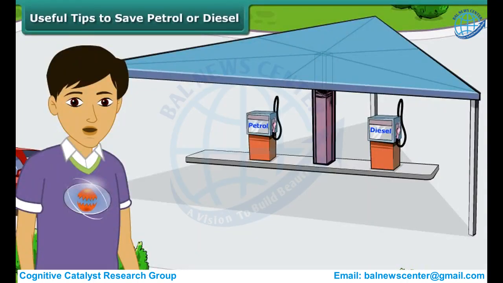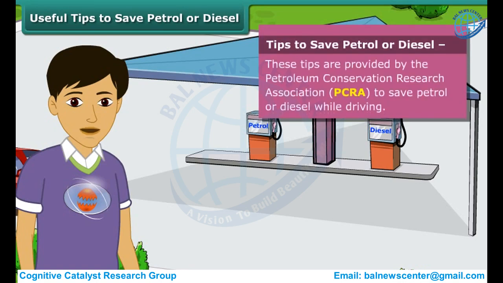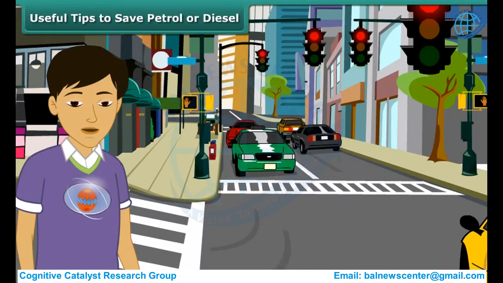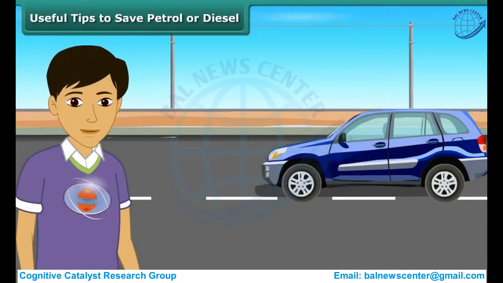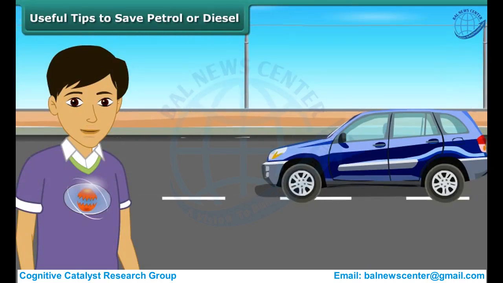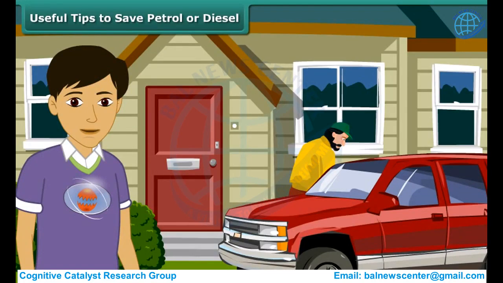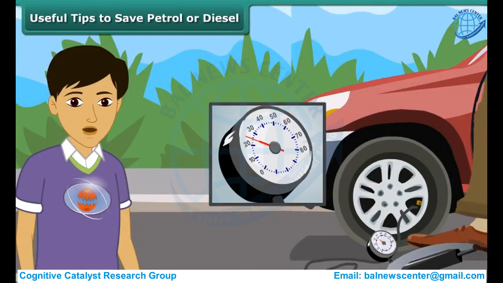Friends, as we know that petrol and diesel are exhaustible resources, that is, the amount of them in nature is limited and will deplete one day, it is important to use these resources carefully. Here are a few useful tips for us as advised by the Petroleum Conservation Research Association, PCRA. 1. We should switch off the engine at traffic lights or traffic jams. 2. Drive at a constant and moderate speed as far as possible. 3. We should also ensure regular maintenance of the vehicle and correct air pressure in tires.